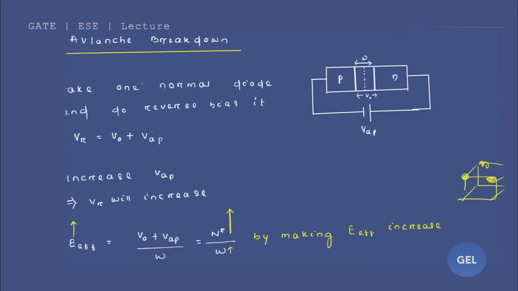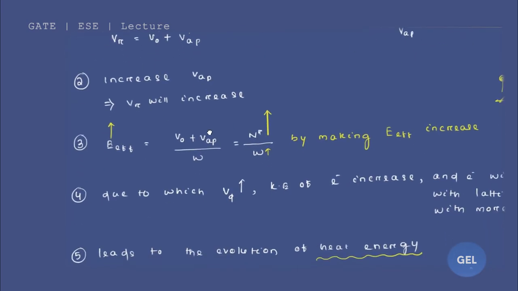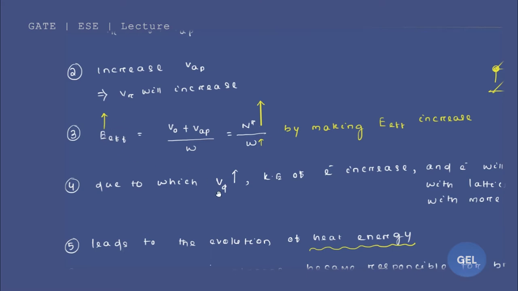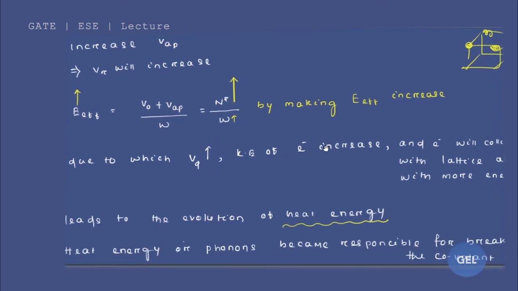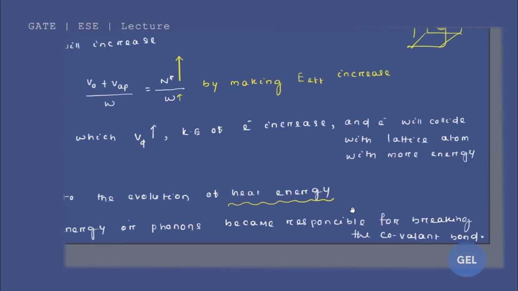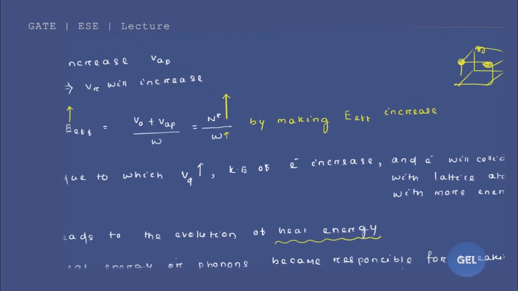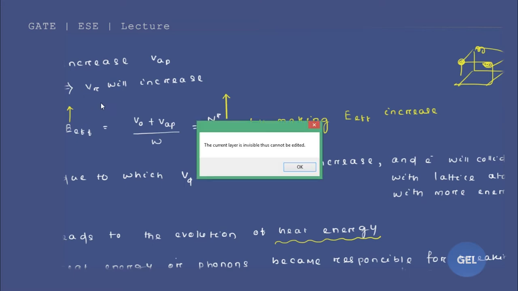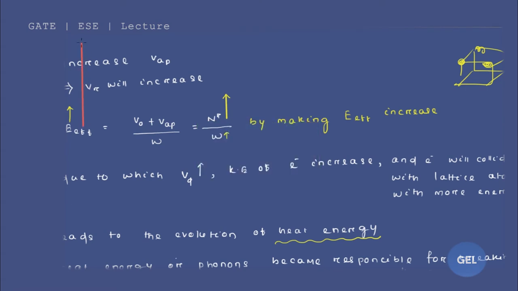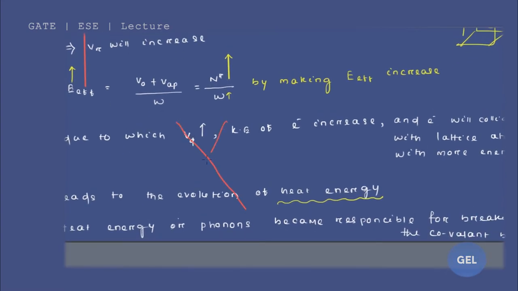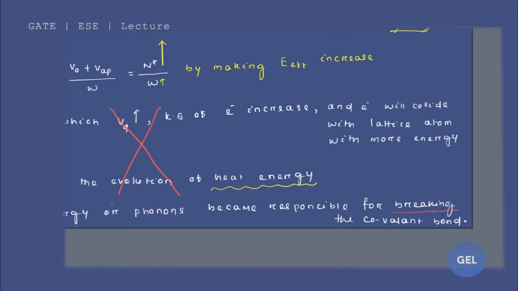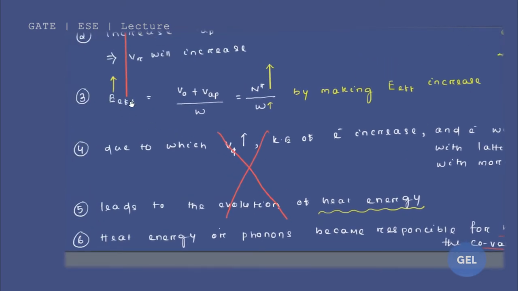Yes, absolutely correct. So in the reverse bias case, whatever we have studied, look here carefully: with increment of effective electric field, the drift velocity increases, then the kinetic energy of the electron increases, then heat energy is produced, and from this heat energy we used to break the covalent bond. Now here is the interesting thing: the effective electric field becomes so large that you don't need these stages. Direct breaking of the covalent bond happens due to this effective electric field in the case of a Zener diode.